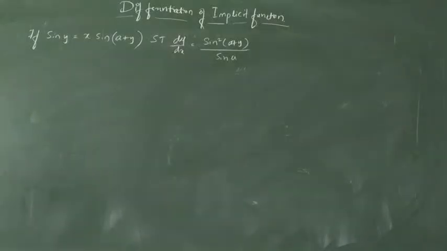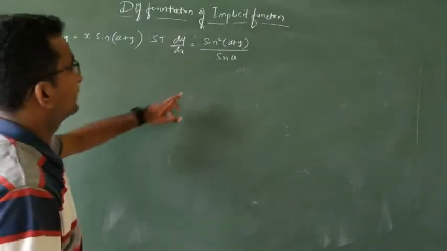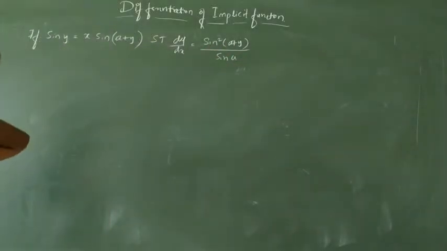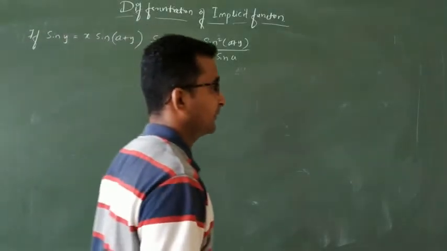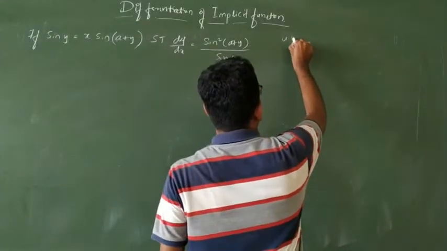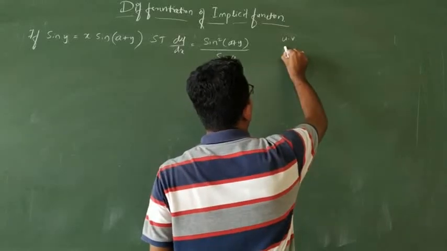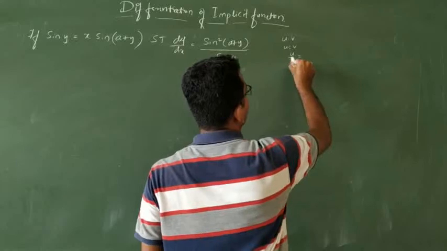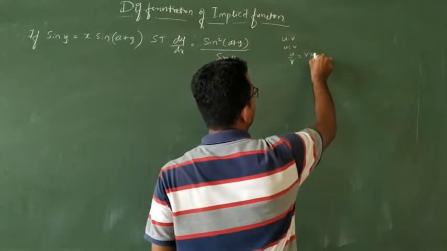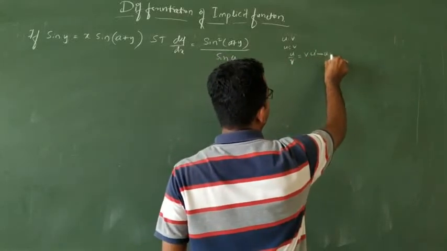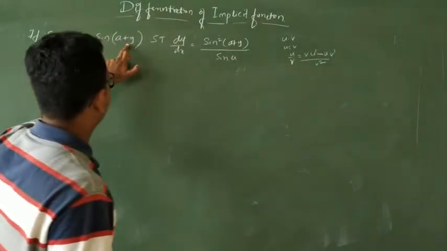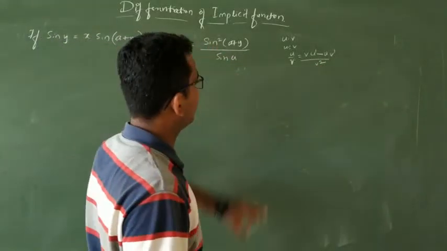So here, nothing but what they have given, dy by dx is sin square of a plus 1. In the algebra of differentiation, when we get a square or x square, u into v is not what we get. Then for u by v, what do we have? v into u dash minus u into v dash divided by what? v square. So see, sin of a plus 1, if we square it, sin square of a plus 1.